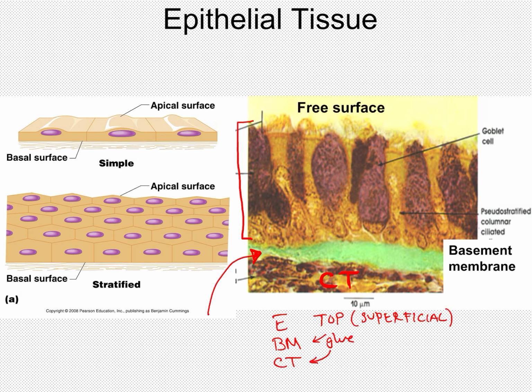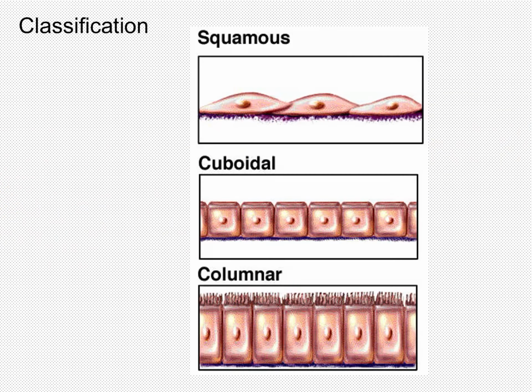All right, so let's see. Here we see a single layer of epithelial cells. Here we see multiple layers of epithelial cells. So before we get into layers, let's just take a look at shapes. There are 3 basic shapes that epithelial tissue have. So I'm looking at letter C, classification. How you name your epithelial tissue is by shape and how many layers it has.